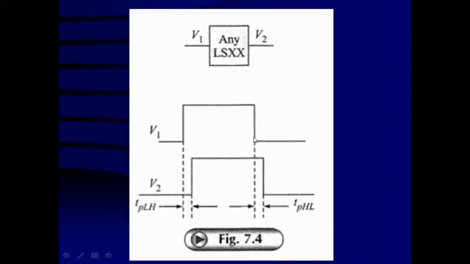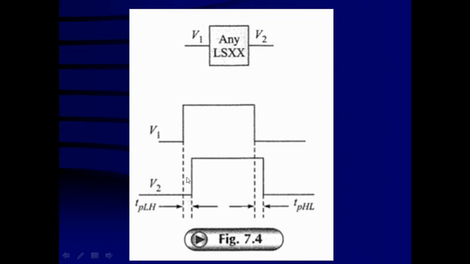So this circuit shown is any LS series, that means 7400 series, low power Schottky TTL. Input is Vi. If you change the input, it changes from low to high. You can see this waveform. The input makes a transition from low to high. This is the waveform for the output. The output does not result at the same instant, but changes from low to high after some time.